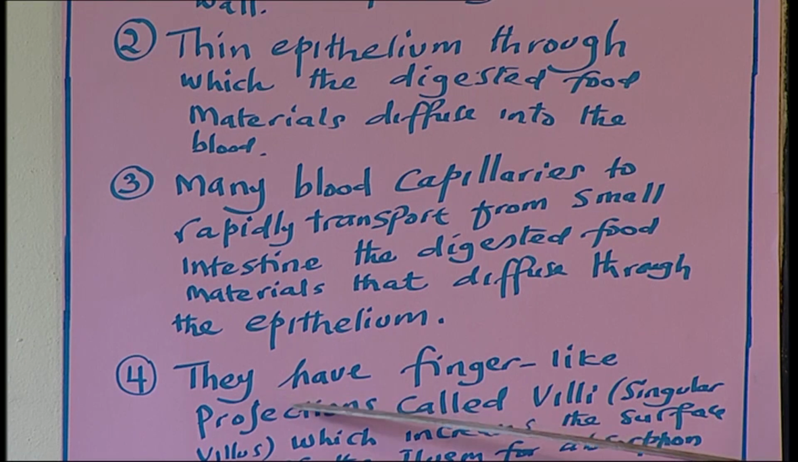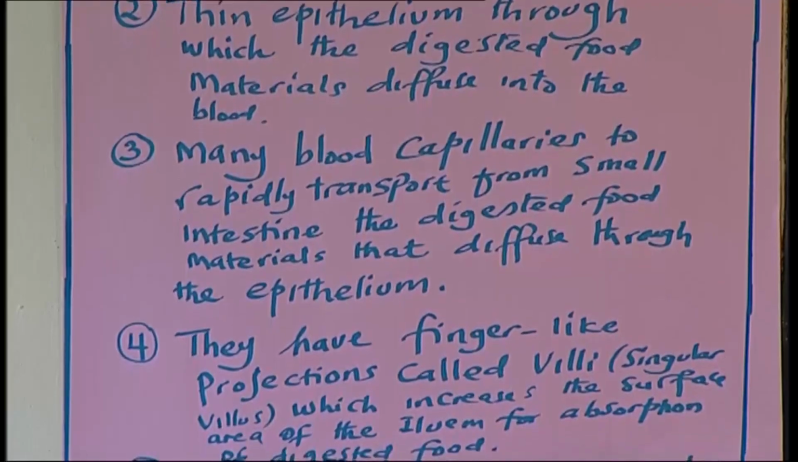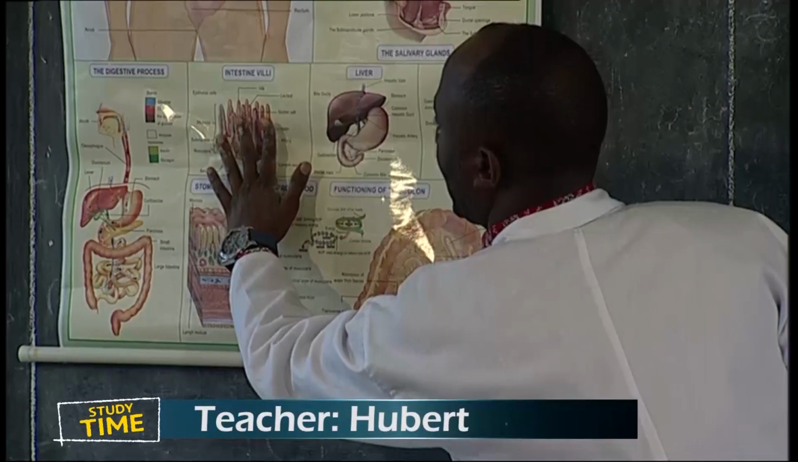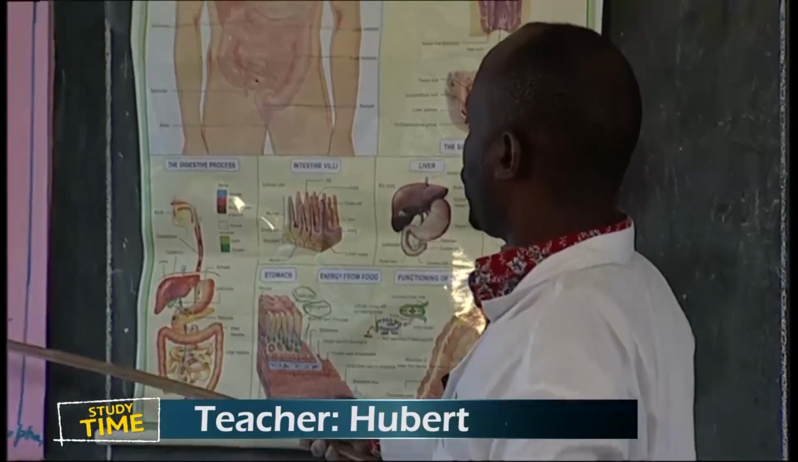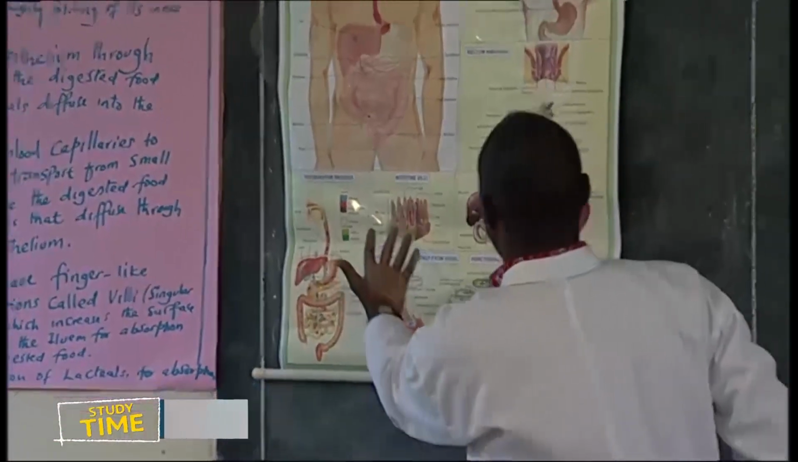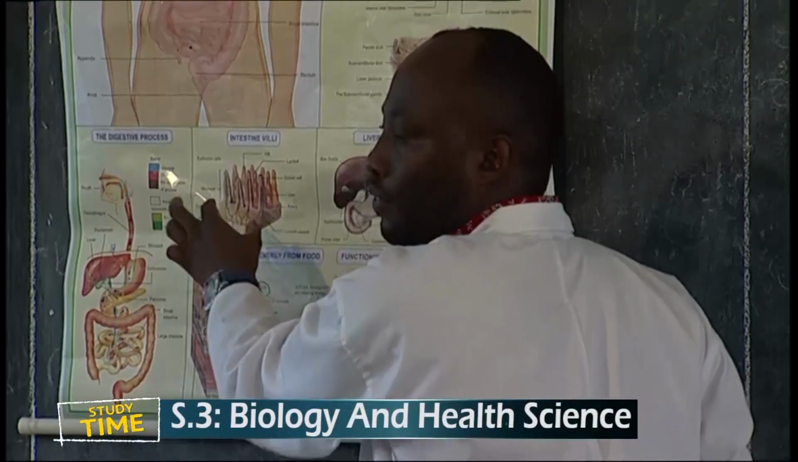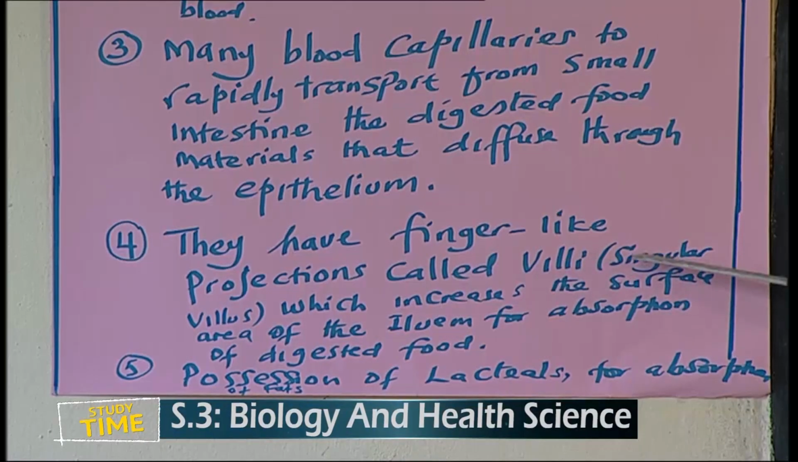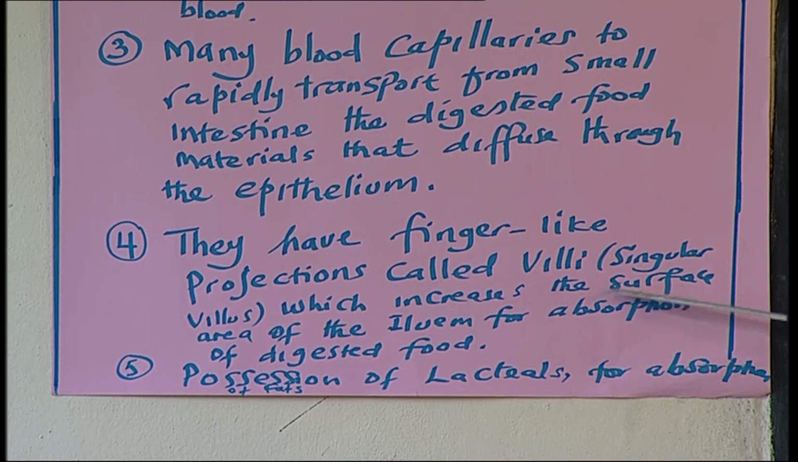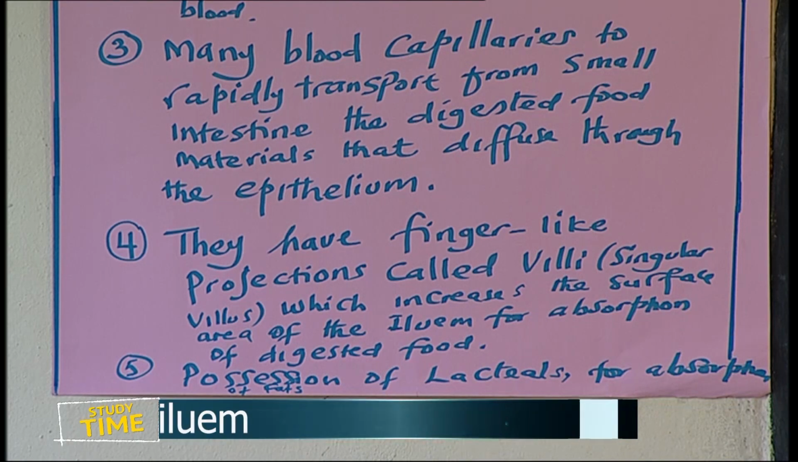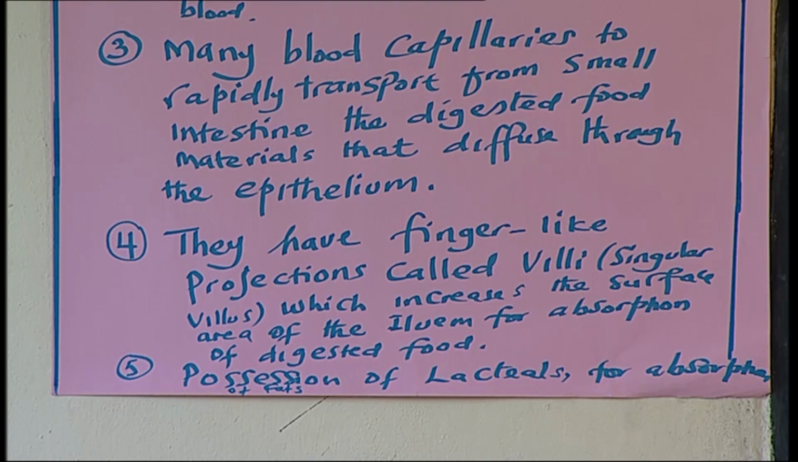Number four, they have finger-like projections. As you can see on this diagram, they are finger-like projections called villi. This structure has been extracted from a small intestine. These finger-like projections increase the surface area of the ileum for absorption of digested food. The last one, it possesses lacteal vessels, which are very important in absorption and transportation of fats.